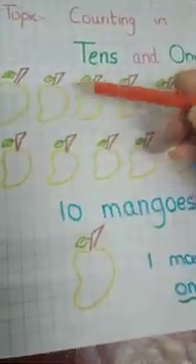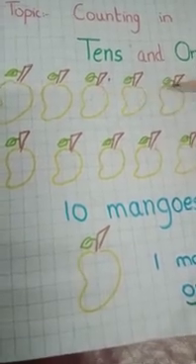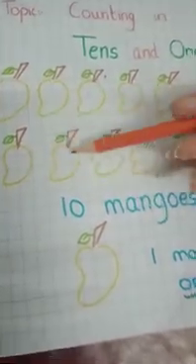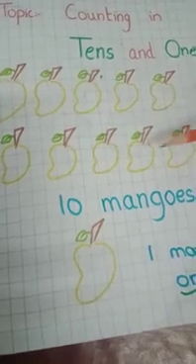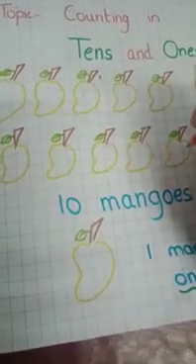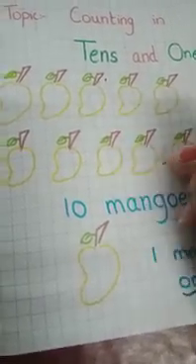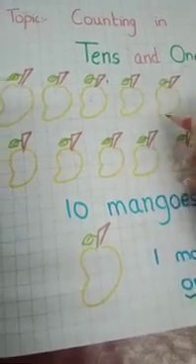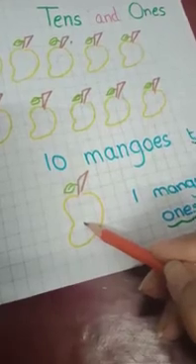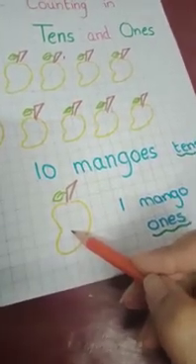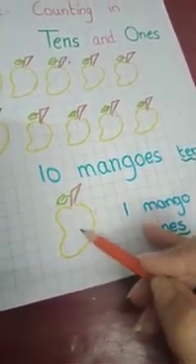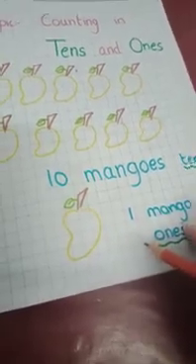Very good. Now look here again. 1, 2, 3, 4, 5, 6, 7, 8, 9, 10. How many mangoes? 10. That's why we call it tens. Now look here. 1 mango means once. Okay?